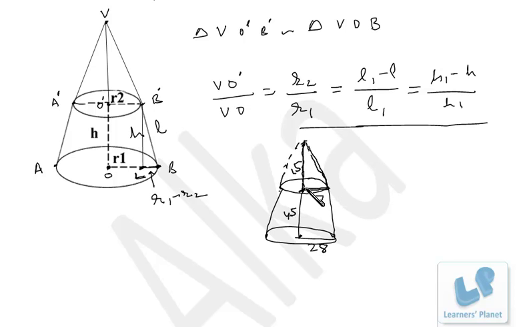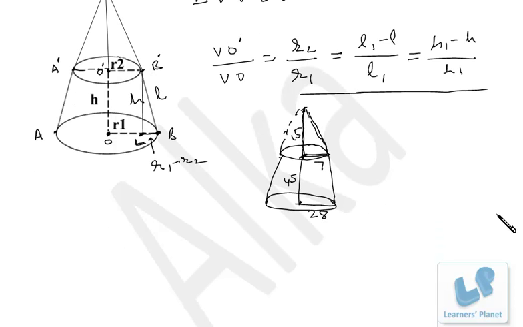That means you got the height and radius of the smaller cone and the height and radius of the bigger cone, right? Now to find out the volume of this frustum, you find out the volume of the entire cone and then deduct the volume of the smaller cone. So that is 1/3 pi r square h, right? So r square is 28 into 28 into h is what?